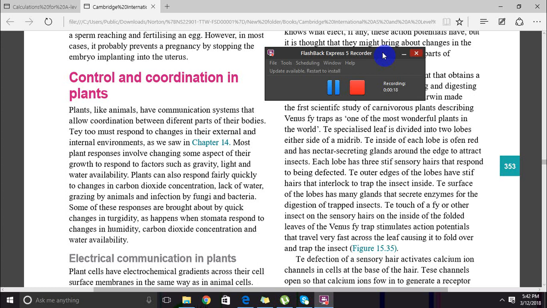So, plants, like animals, need to be able to respond to external and internal stimuli, and for that they need some system of communication. So most plant responses involve changing some aspect of their growth to respond to factors such as gravity, light, and water availability.